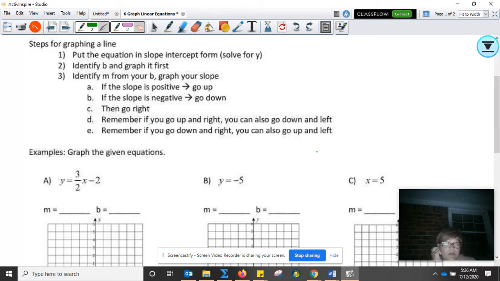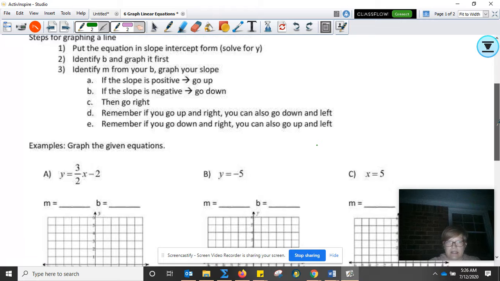Remember, if you go up and right, you can also go down and left. And if you go down and right, you can also go up and left. It's just the opposite. All right, so let's look at this.